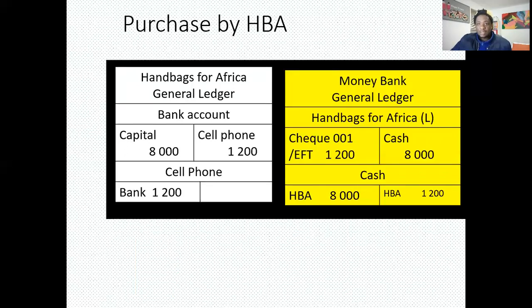And then in the perspective of Money Bank, if they return 1,200 to Handbags for Africa, then they need to reduce their liability towards Handbags for Africa by 1,200, and liabilities decrease on the debit side. And also, since now they returned 1,200, it means that their cash position is decreasing by 1,200. So they're going to credit cash by 1,200.